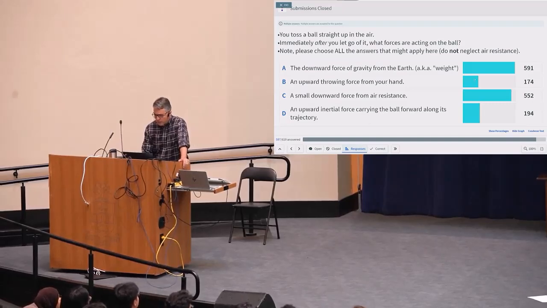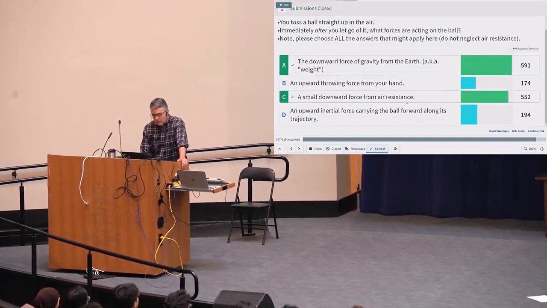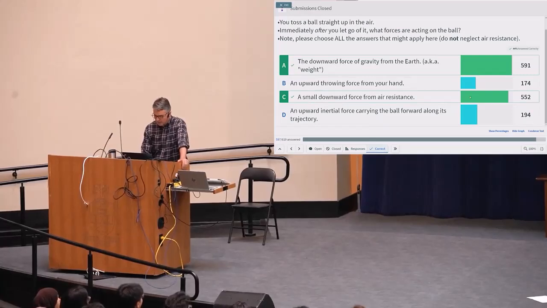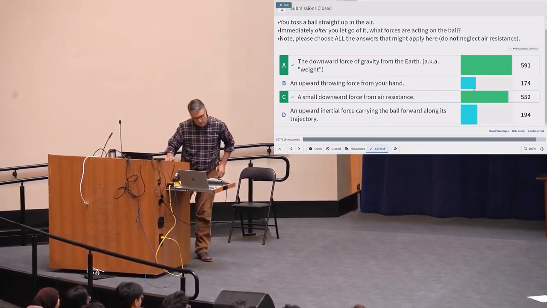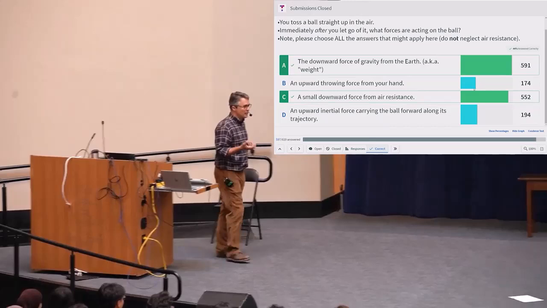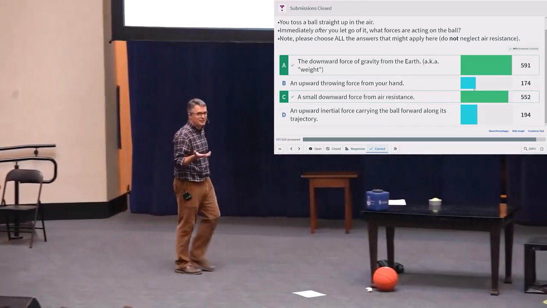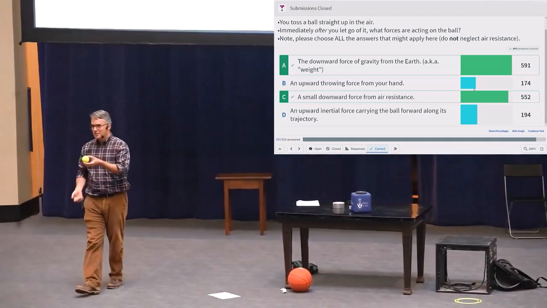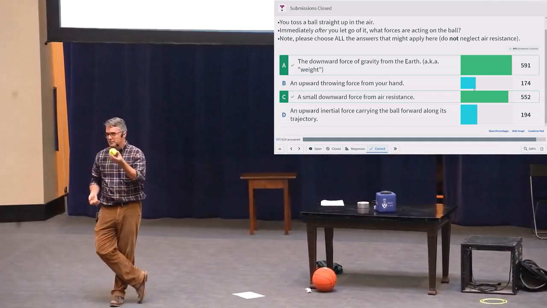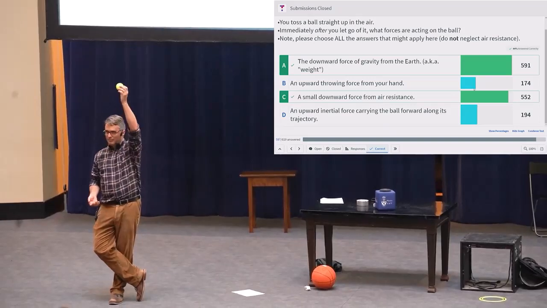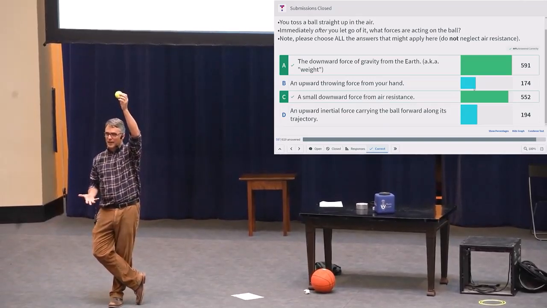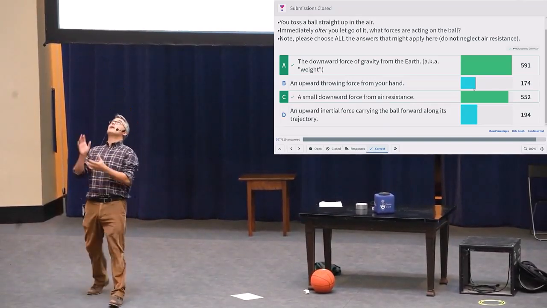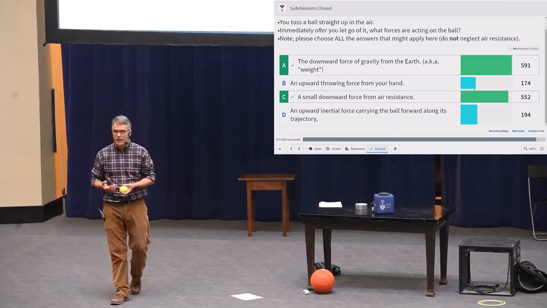Upward throwing force of hand got a lot less votes. Small downward force of air resistance and this inertial force. So what I liked were A and C. The idea with B is just that after it's left my hand, I'm no longer applying a force to it. So then the question is, why does the ball go up after it's left my hand? Certainly goes up for quite a while. So what would cause it to do that?